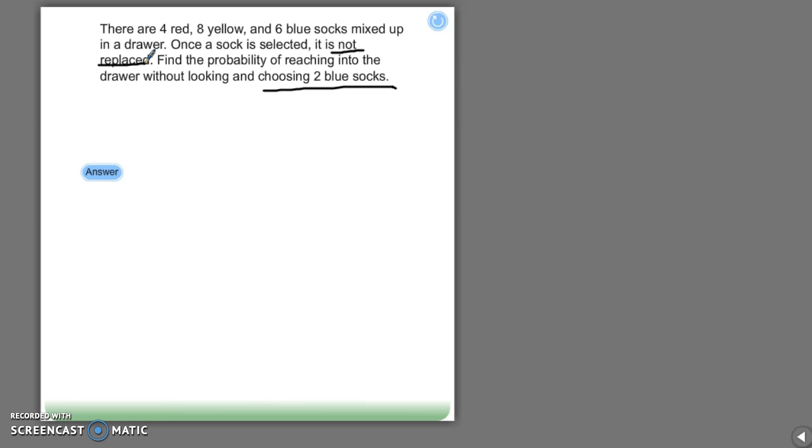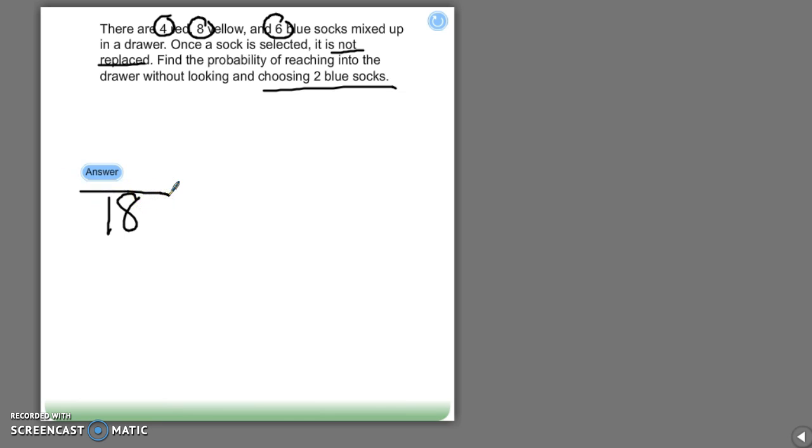So I have 4 red, 8 yellow, 6 blue. So how many total socks do you have in this drawer? Well, 4 plus 8 is 12, plus 6 more would be 18. So I have 18 total socks.